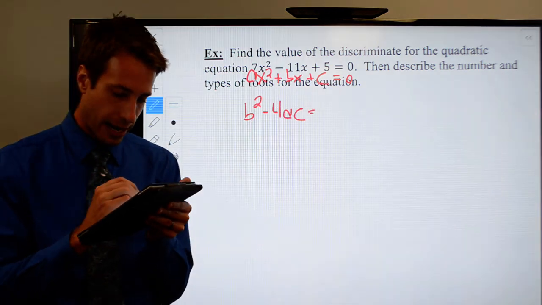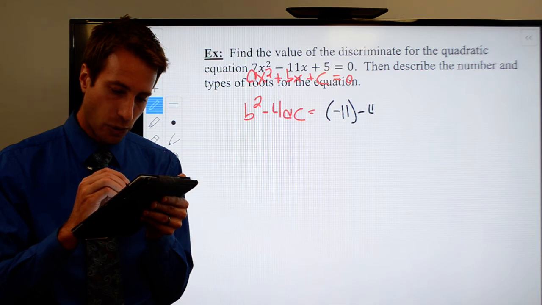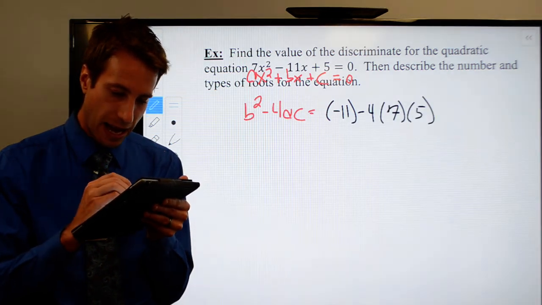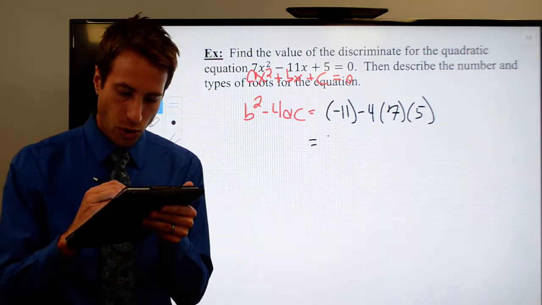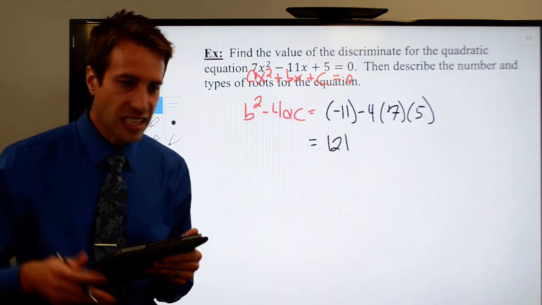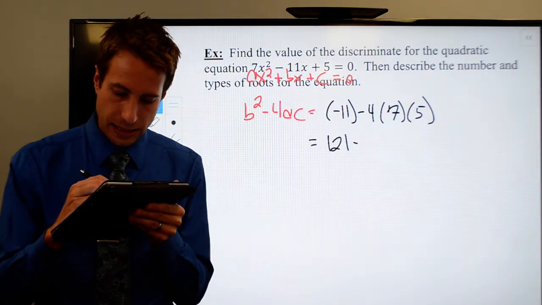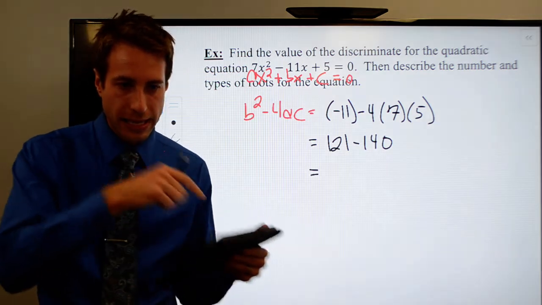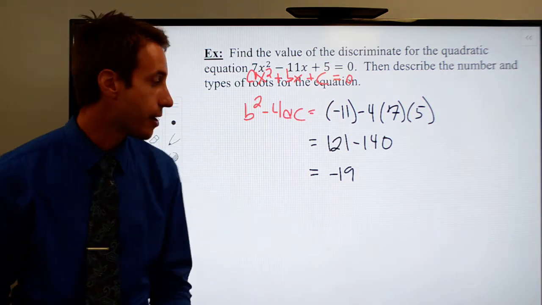So let's go ahead and do that. B is a negative 11, minus 4, my a is a 7, my c is a 5. All right. Negative 11 squared is going to be 121. Negative 4 times 7 times 5 is going to be a negative 140. 121 minus 140 is going to be a minus 19, and that's all I need to know.